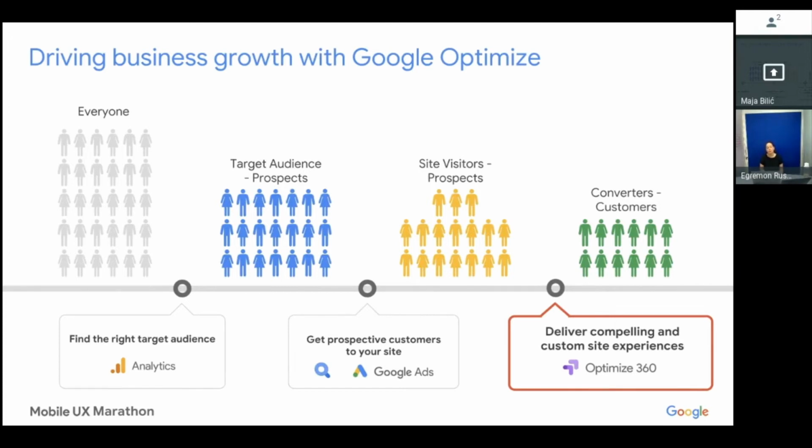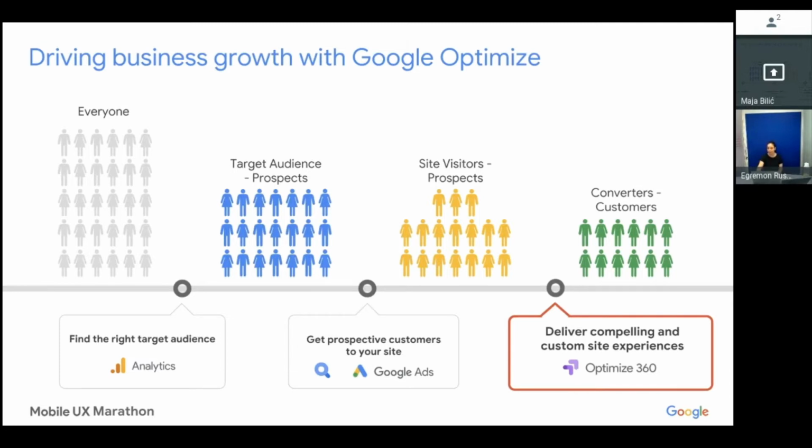Audiences mean that you segment a subset of your website visitors by the specific characteristics they have. If you use Google Ads, you probably target some of these audiences as prospects to come to your website. But you don't do anything actionable with your site visitors who are prospects to convert. Here is where Google Optimize comes into place. With a sophisticated set of targeting, including audience targeting, you can use Google Optimize to deliver compelling and custom site experiences and turn your site visitors into converters or customers.